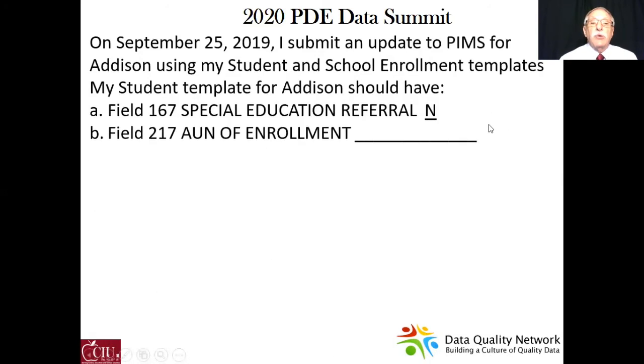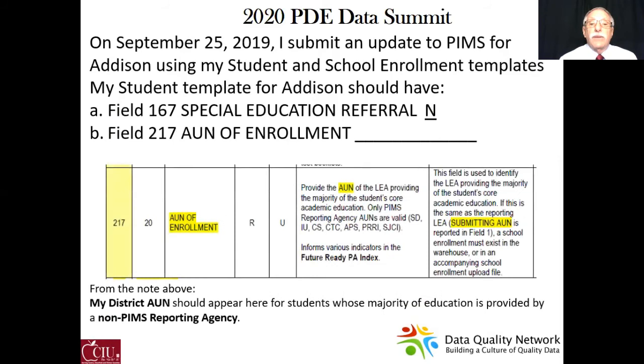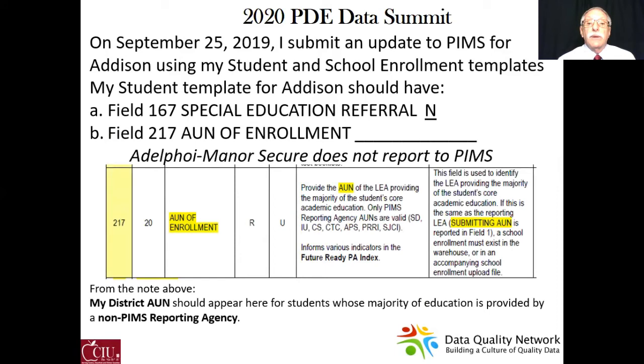So what about the AUN of enrollment? What would we put there? Well, if we remember, only entities that report to PIMS can show up there, and we know that Adelphi Millville does not report to PIMS. So the note at the bottom says my district AUN should appear there for students whose majority of education is provided by a non-PIMS reporting entity. So what shows up there? My AUN.